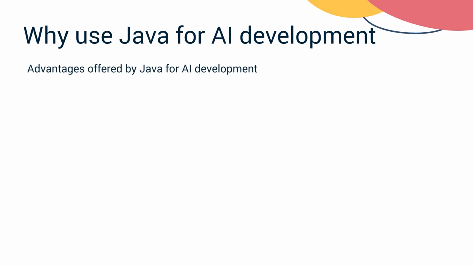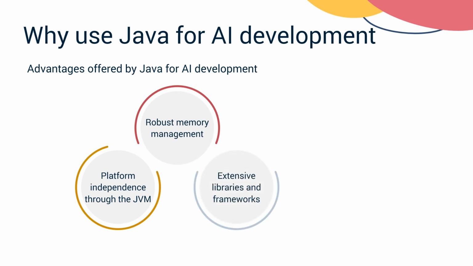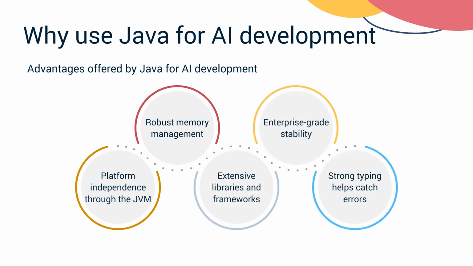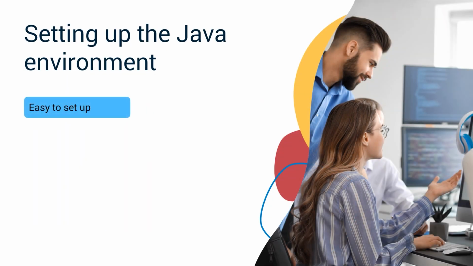Java offers several advantages for AI development, such as platform independence through the JVM, robust memory management, extensive libraries and frameworks, enterprise-grade stability, and strong typing that helps catch errors. The Java environment is easy to set up.